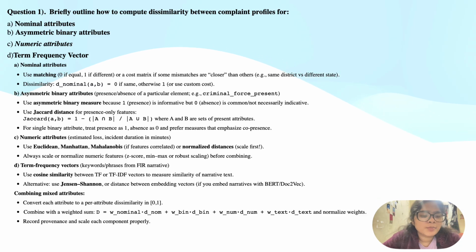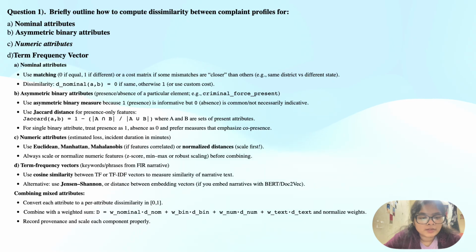For numerical attributes, we use Euclidean distance, Manhattan, or normalized distances. These are used for calculating the difference between two points in space, and we should scale or normalize numeric features using z-score, min-max, or robust scaling before combining.